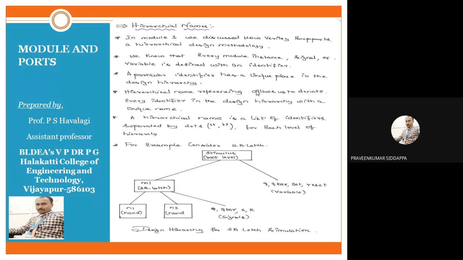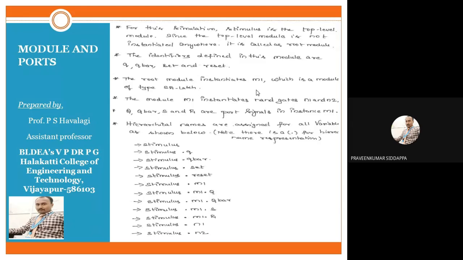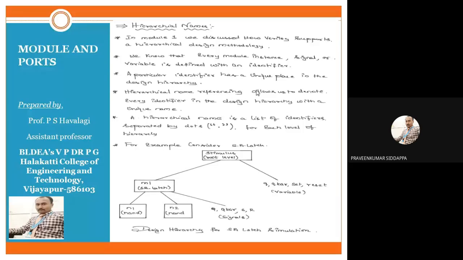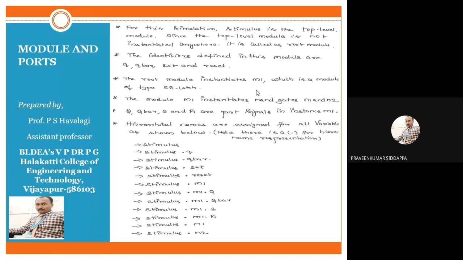After drawing this flowchart, next we should provide the names. How should we provide them? By using dot; they should be separated by dots. Here I have given it, you can check in this slide. First I have written stimulus, that is a name. Next, for that stimulus we have applied some variables. The first variable is q, so the name is stimulus.q. Next variable is stimulus.q bar, then stimulus.set, then stimulus.reset.